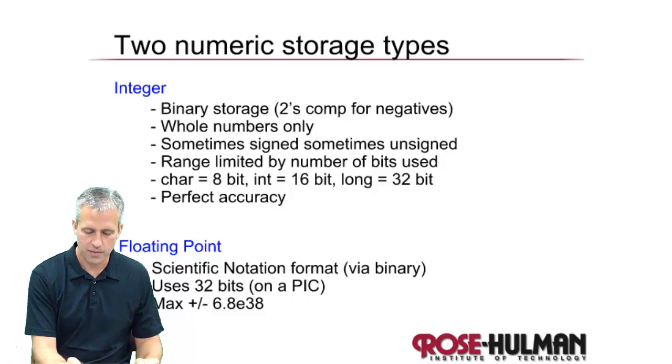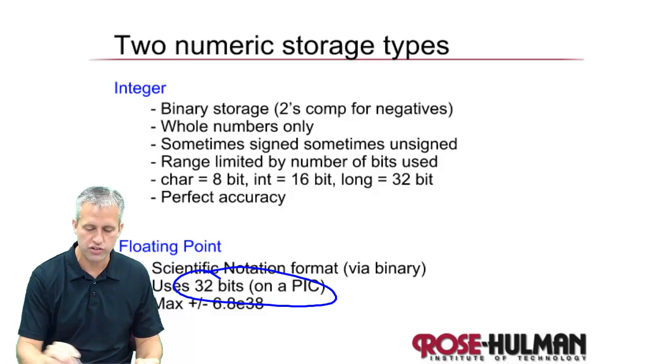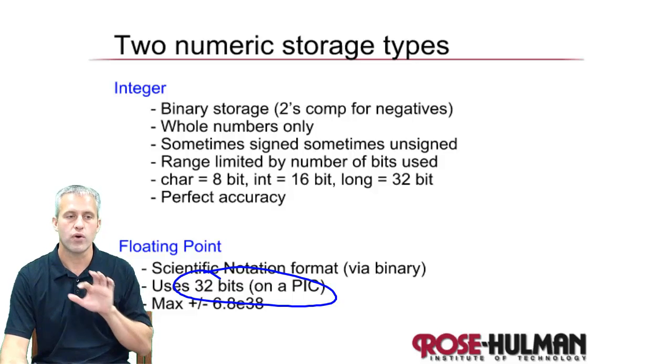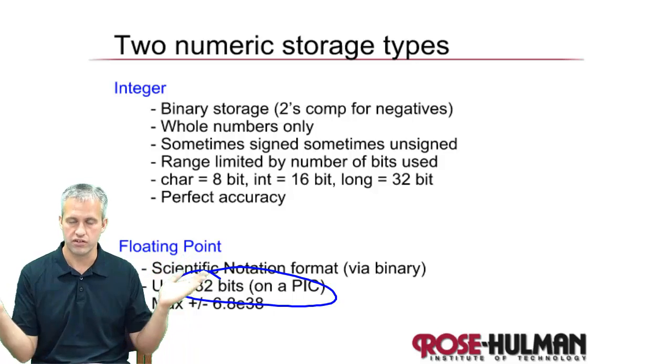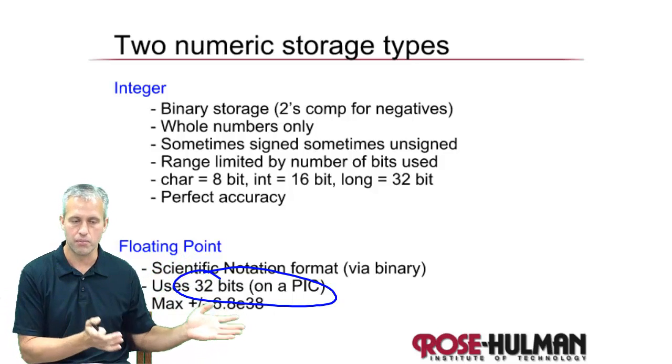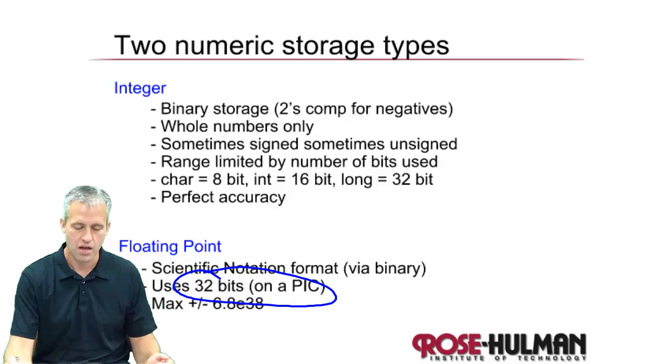As far as the limits go, they use 32 bits on a PIC. That's whether it's a float or a double. They mean the same thing on the PIC. A double is just a float, if you know what those words mean.